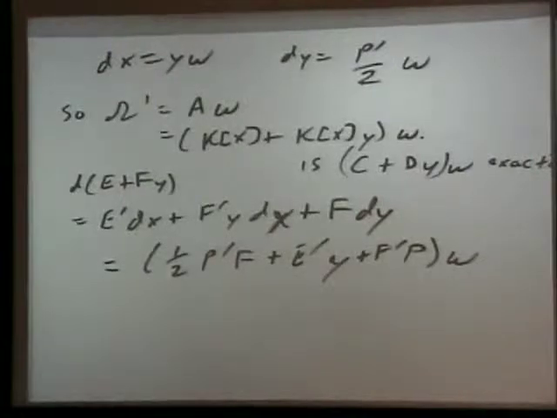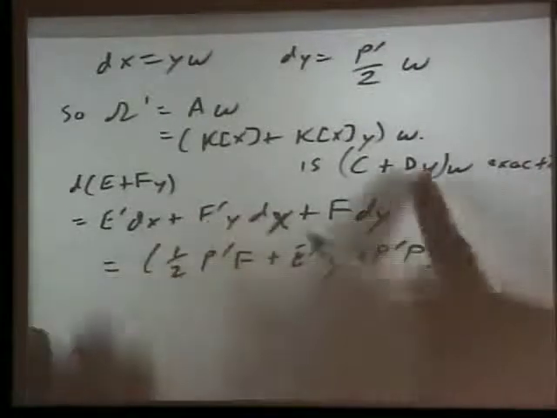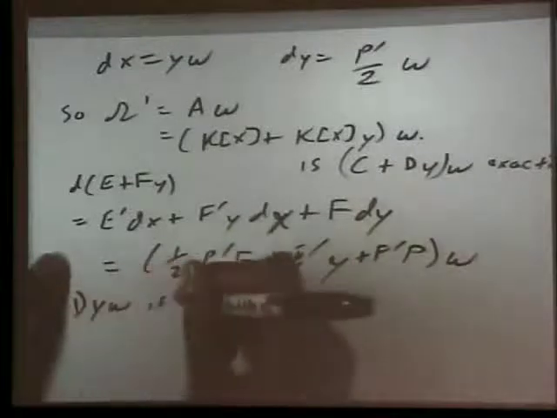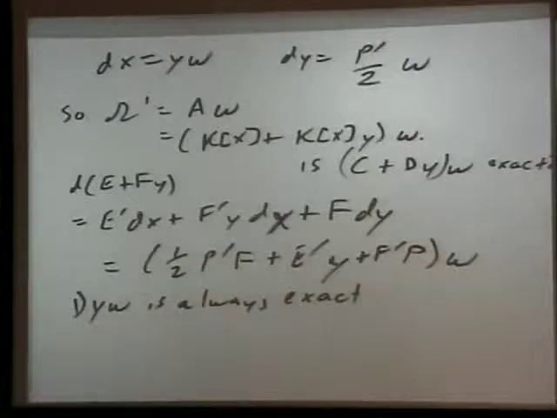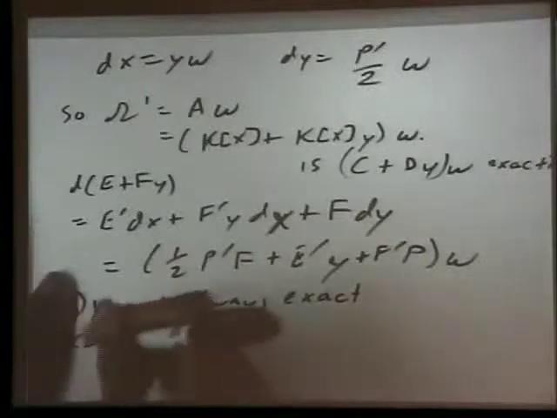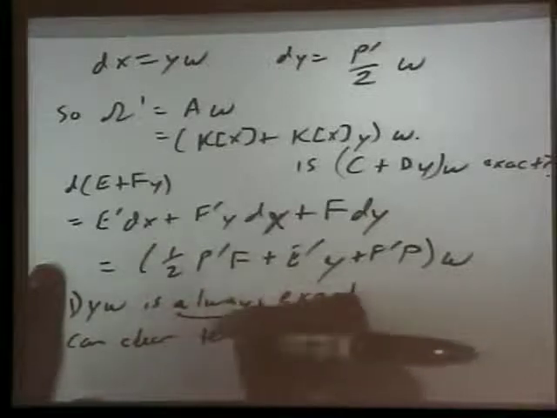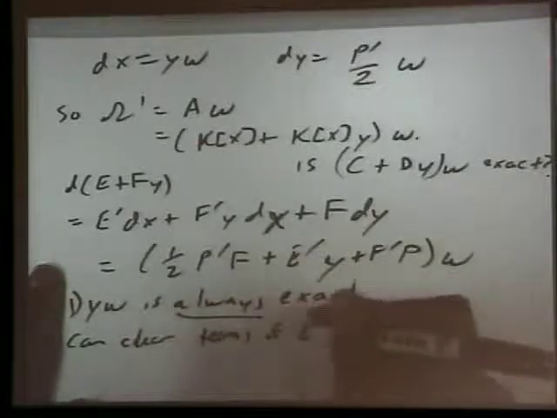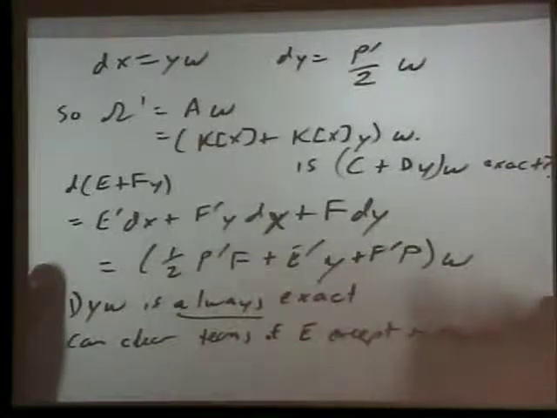So in particular, what does this tell me? Well, if I just take f equals 0, then I can isolate e prime times y times omega. So that means that d times y times omega is always exact, because I can just integrate d to get e. And what's left, if you just stare at what's going on here, you could see that you could clear terms of e except in degree less than or equal to 1.